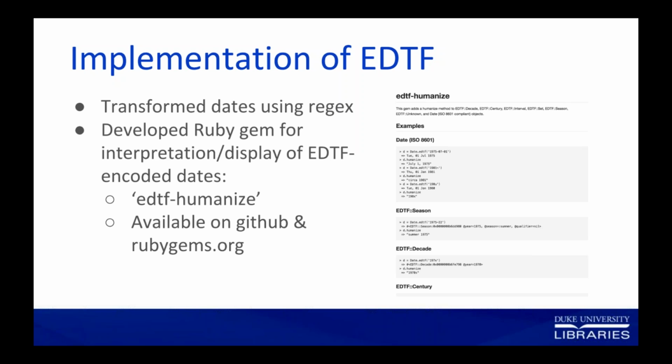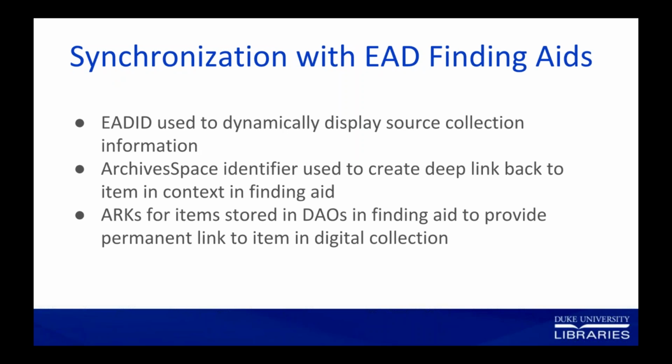And then the developer on our team wrote a Ruby gem for the display format of the EDTF. It's called EDTF-humanize, it humanizes the EDTF encodings, and it is available on GitHub and rubygems.org if anyone is interested. He did want me to, of course, say that it is in beta, but it works. It's great. Another aspect of the work that I want to highlight is our synchronization with EAD finding aids.